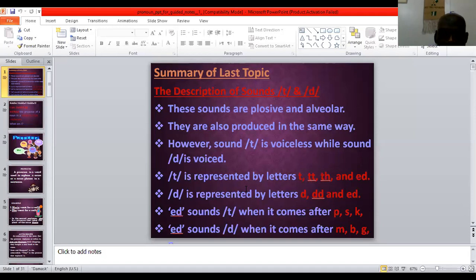Now, when you look at the explanation that I gave you, you see that the two sounds are represented by the suffix ED. So the ED sounds t when it comes after P, S, or letter K in words, while it sounds d when it comes after letter M, letter B, and letter G in words. Now let us start the business of the day.